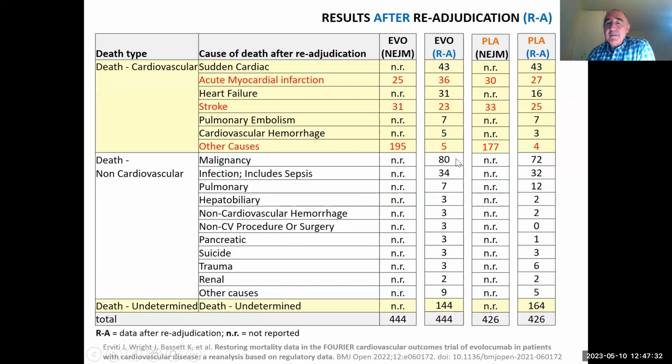And it is very important to note that the cases of sudden cardiac death were more or less the same between groups, but in the case of heart failure deaths, there were almost double the cases in the evolocumab group than in the placebo group, and this information was never published. That could give us a hint that some cardiac issues may be happening.